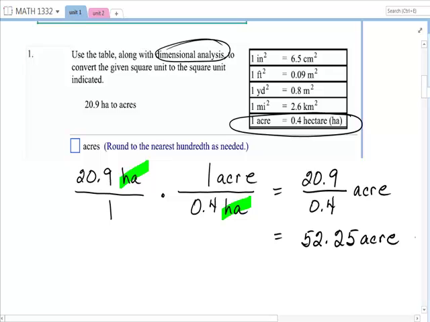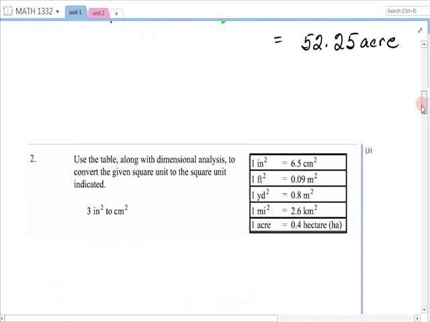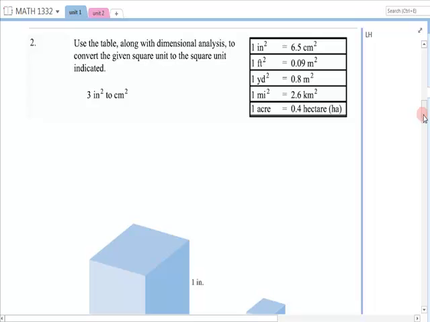So are we okay? Anything new about this other than what the units are? I don't even really have to know what these units are like. I can still use dimensional analysis. I know that I needed those to cancel out and I needed acres to stay, and it did. Is that okay? All right.